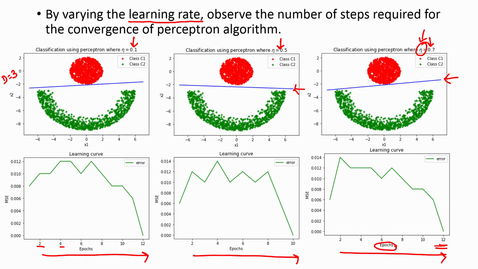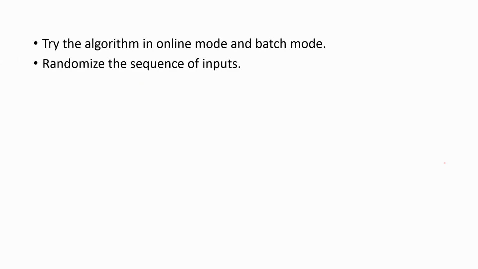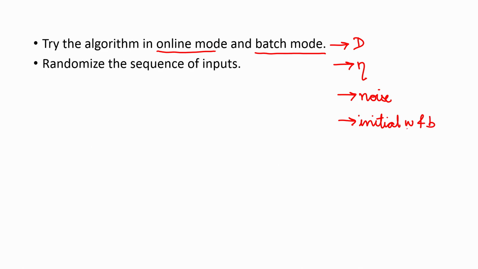Additionally, you could do a few other things using the same data. You could run the algorithm in online mode as well as batch mode and see the number of steps required for convergence, and try out all the variations that we had till now: vary d, vary eta, add noise, use different initial weight and bias conditions. Varying all these parameters, you try to identify which is better, either batch mode or online mode.